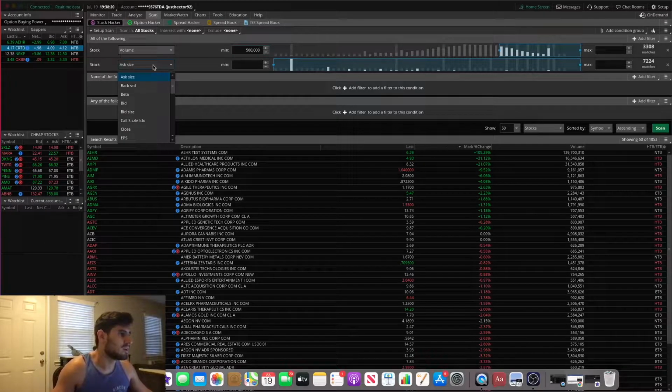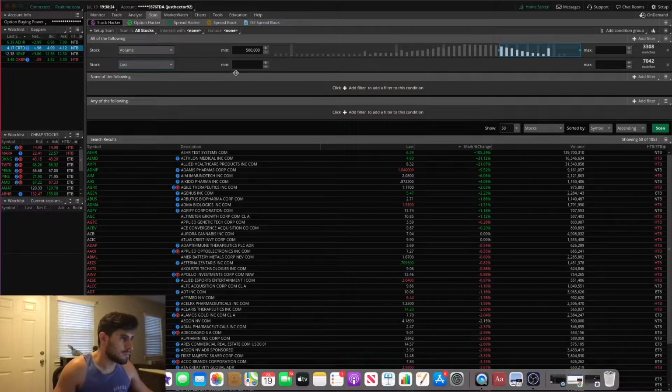And then the second criteria that I scan for is the last price. Minimum, maximum. The last price means the price that it was traded right before market close on the previous trading day. So if a stock closed yesterday at $5, it's going to show up here if I put minimum $4 and then maximum $7, for example.